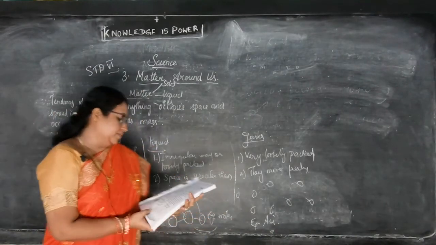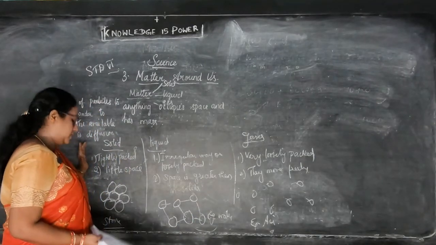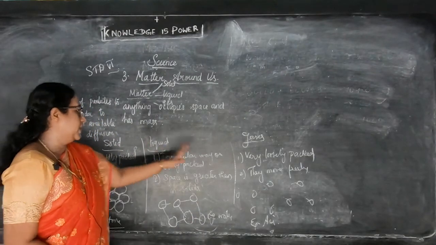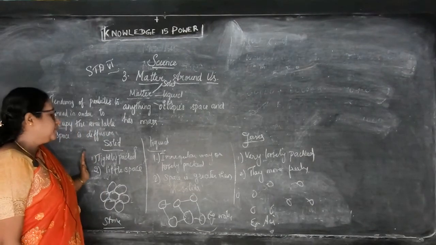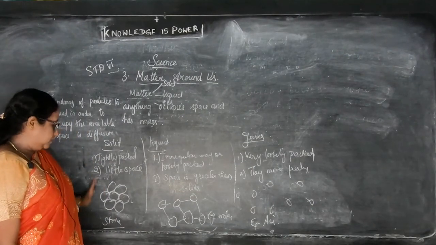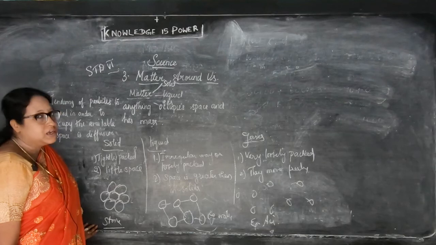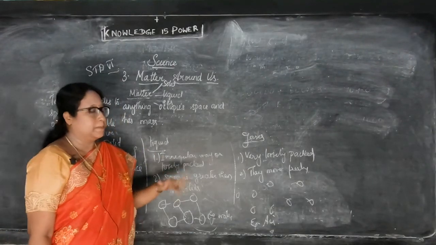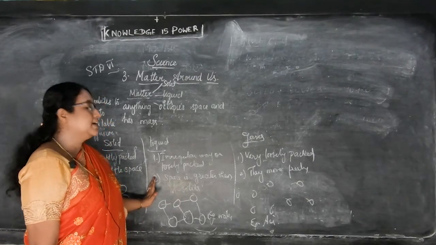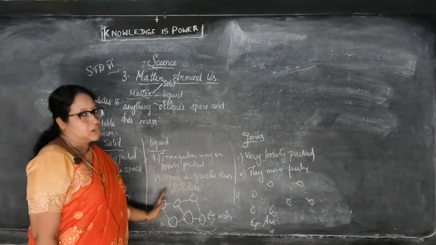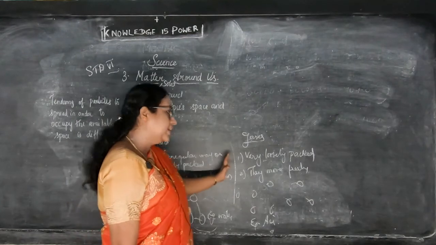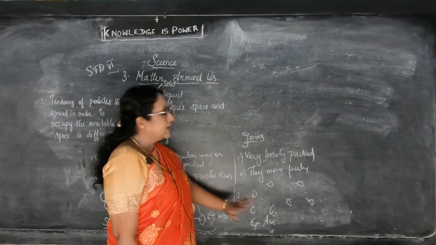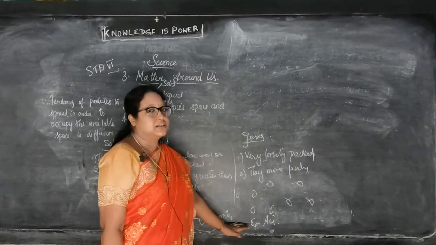So this is the tabular column given here, children. It shows the properties of particles in solids, liquids and gases. In a solid, the particles are tightly packed with little space, for example a stone. In a liquid, they are in an irregular way or loosely packed, and the space is greater than in the solid. In gases, they are very loosely packed and can move very freely, and the example given is air.